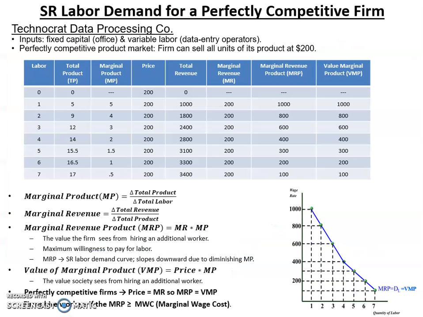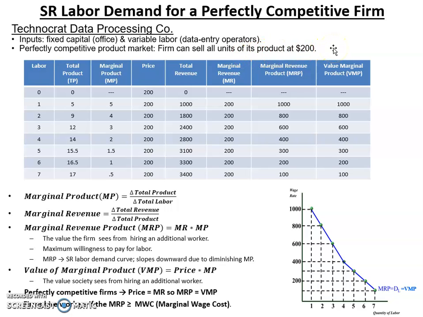Let's go into an actual example of a firm. And we're going to focus on a short-run labor demand for a perfectly competitive firm, Technocrat Data Processing Company. Let's assume that this data processing company has a fixed capital, K, which is their office, and variable labor, L, which is data entry operators. Let's further assume that they are producing in a perfectly competitive product market and that they can sell all units of their product at $200.